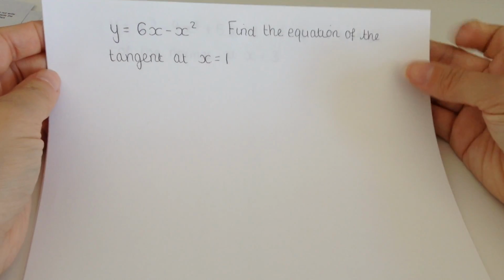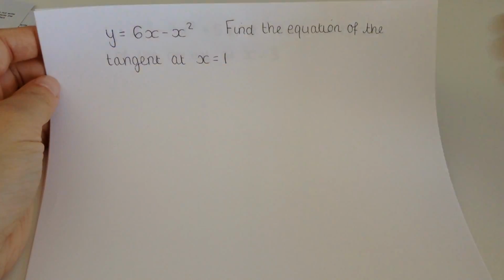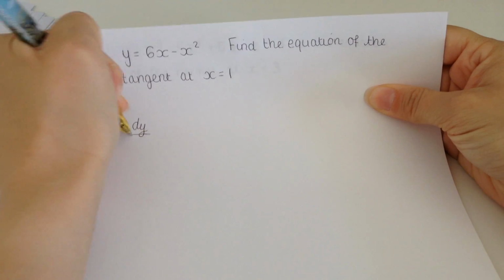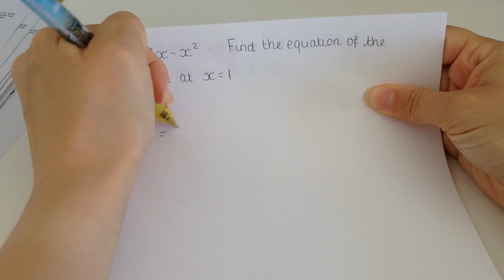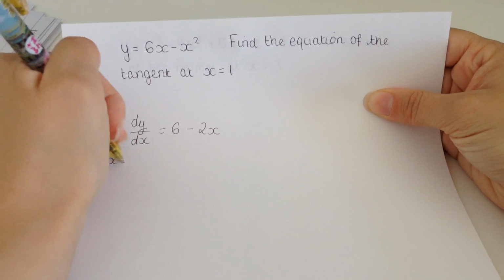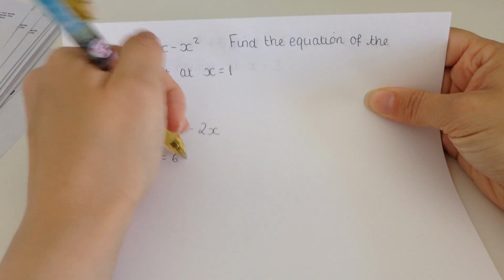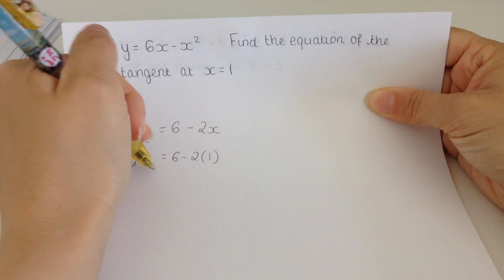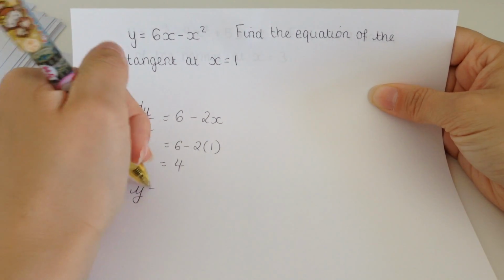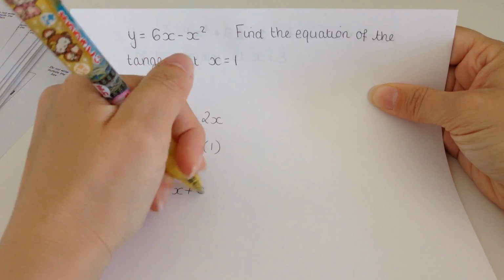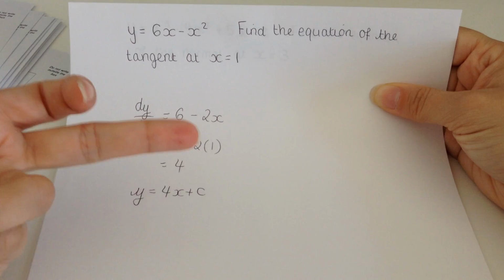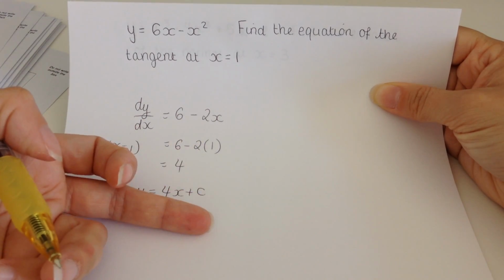Next, find the equation of a tangent. Okay, so this is going to be the same kind of thing. We find dy by dx, because that gives us the gradient function. Then we need to sub x equals 1 into there to work out what the gradient is at the point when x equals 1. That's going to make 4. So we know it's y equals 4x plus c, because tangent means same gradient. We need to substitute a point in here to work out the plus c.